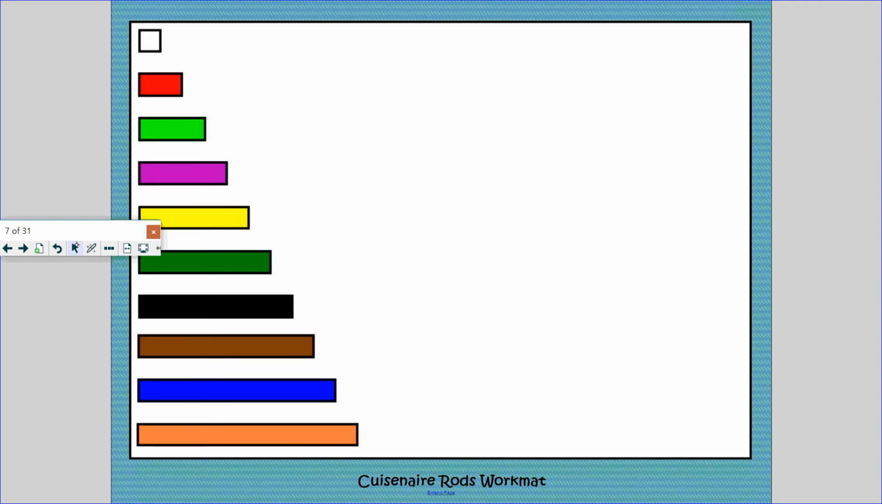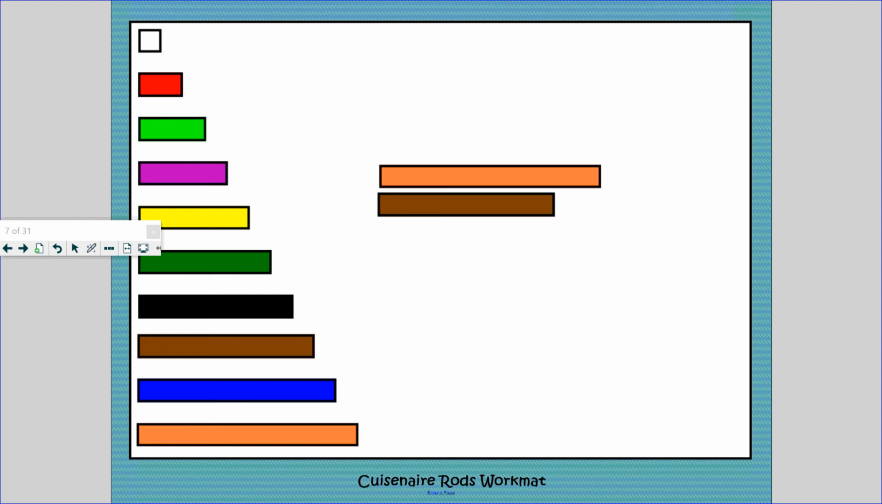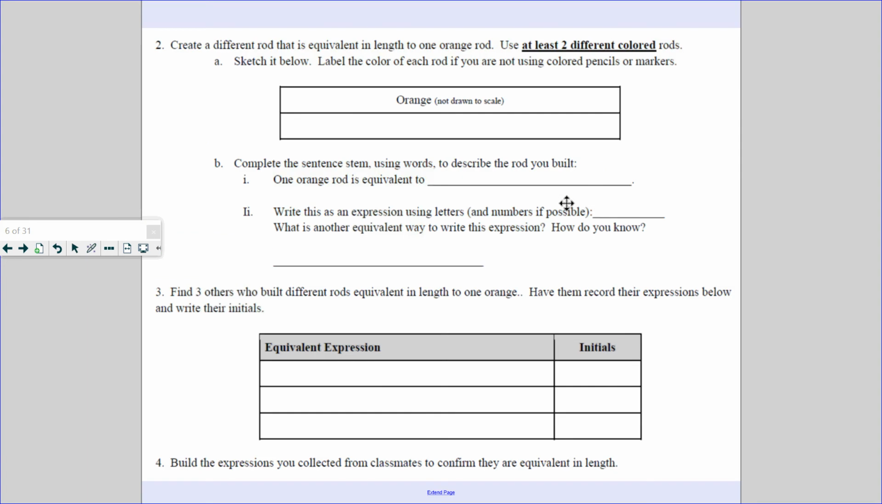So let's do this again. I have an orange, using at least 2 rods. Brown, white, white. Let me make sure I follow directions. I must use at least 2 different colors. I did. I used 2 colors, so all good. Let's sketch it below. So let's get my pen.